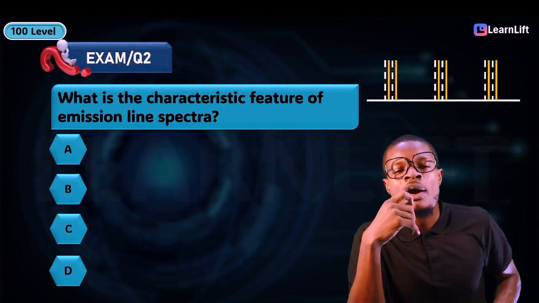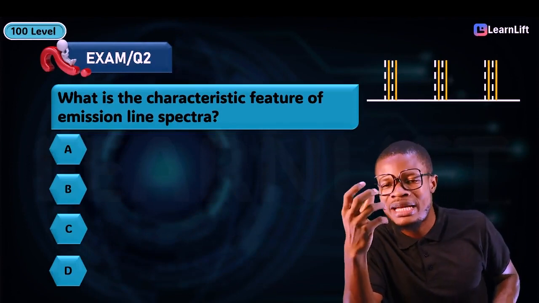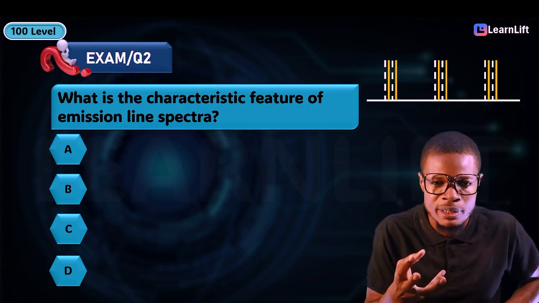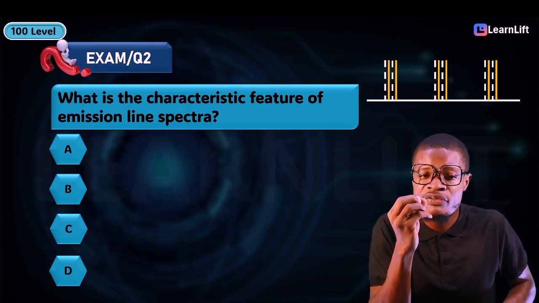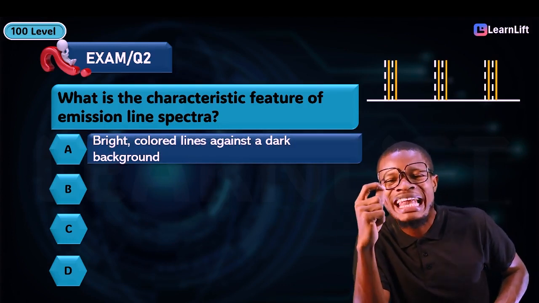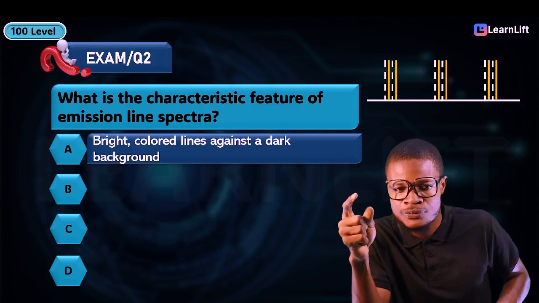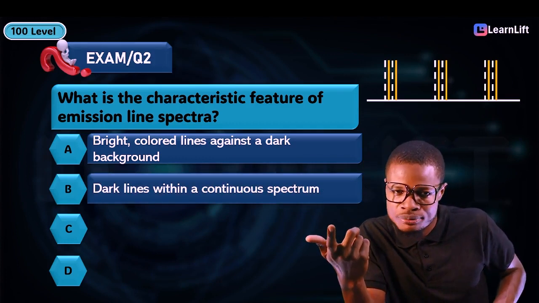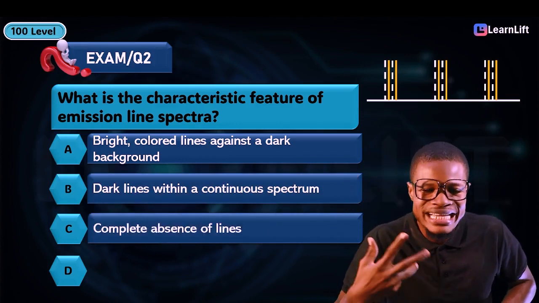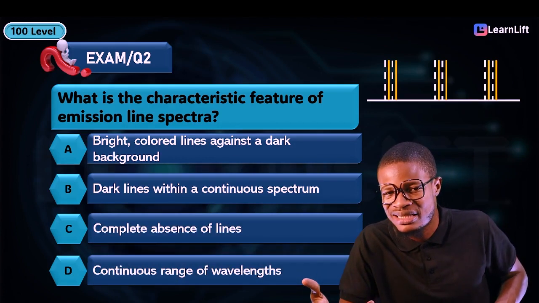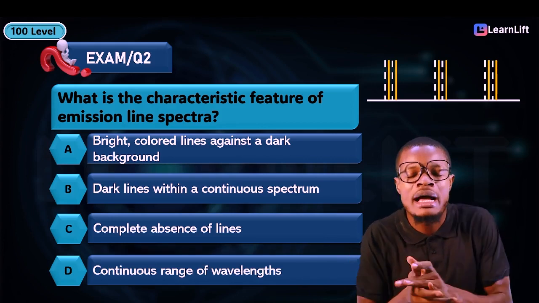Look at question 2. In our question 2 here, we're given this lovely question. What is the characteristic feature of emission light spectrum? Of course, you have emission and absorption light spectrum under your discontinuous spectrum. What's the characteristic feature of emission light spectrum? Option A says bright colored lines against a dark background. B says dark line within a continuous spectrum. C says complete absence of lines. D says continuous range of wavelengths. Now, have you gotten the answer?